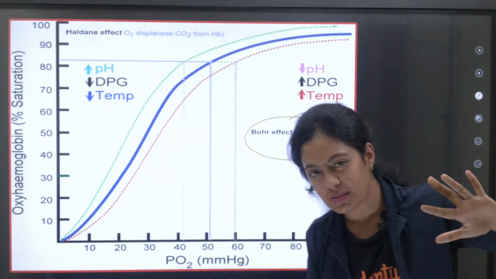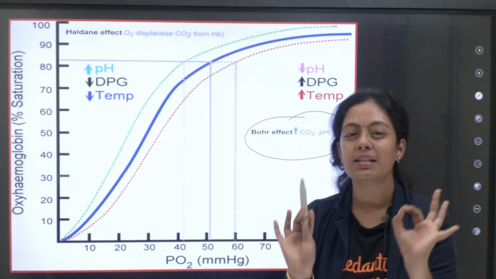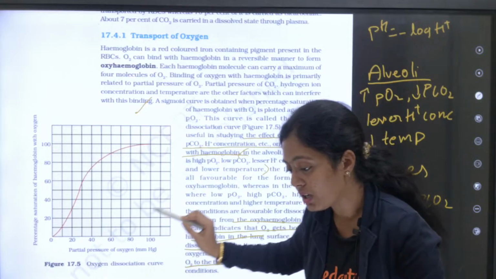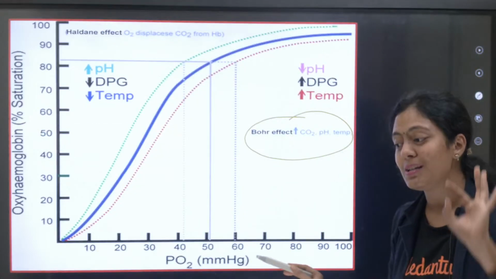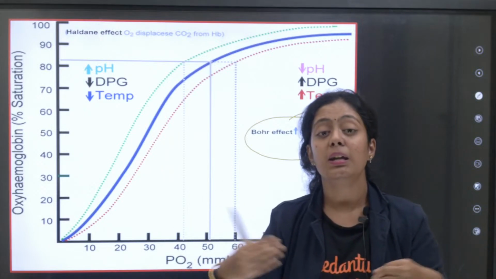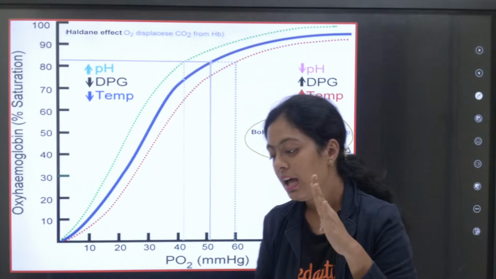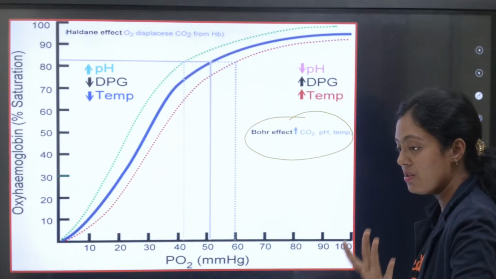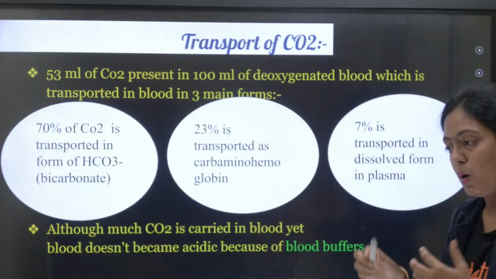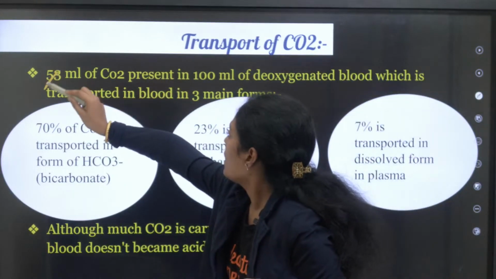This is not there in your syllabus, not in much detail, but understand what is happening. This curve is absolutely important, but this part is not so important, just understand what is happening. How is the curve shifting to the right and to the left, depending on factors like pH, H plus ion concentration, temperature, and BPG? These are the 4 factors that affect this particular function. Yes, we already studied this. It is not 53 ml. What is the correct answer?